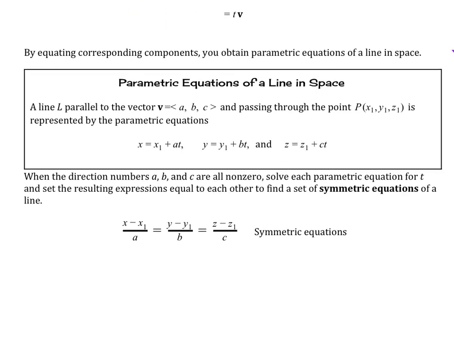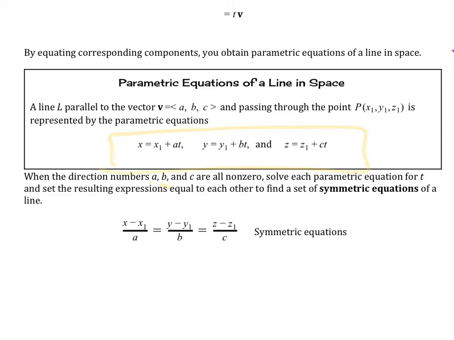Now, by equating corresponding components, you can obtain parametric equations of a line in space. So this is what we're going to use. A line L parallel to the vector v = <a, b, c>, and passing through the point P is represented by the parametric equations: x equals x sub 1 plus a times t, y equals y sub 1 plus b times t, and z equals z sub 1 plus c times t. So this is what we are going to use.